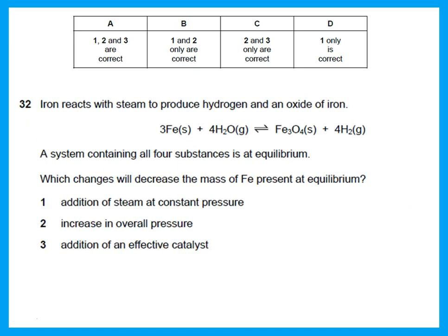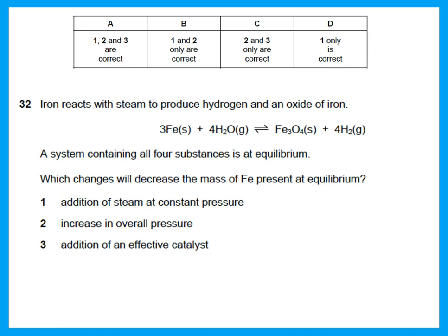The next question says iron reacts with steam to produce hydrogen and an oxide of iron. A system containing all 4 substances is at equilibrium. Which changes will decrease the mass of iron present at equilibrium? You should realize that decrease the mass of iron means which one will cause the reaction to go forward, because when this reaction goes forward, it uses up the iron in the reactant, so the mass of the iron decreases. So basically we're asking which of these will cause the reaction to go forward.